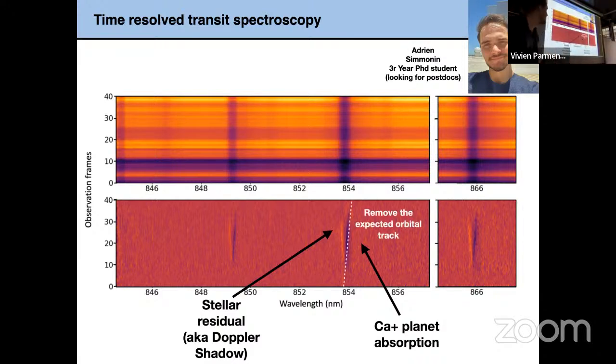So what can we do from this? What interests me, we can measure abundances, and we can talk privately about that and the caveats after. But what I'm really interested in is that we can take the planetary track, the expected track here in white, and remove it from the data, because we know the orbital parameters. We can remove the orbital track from the data.